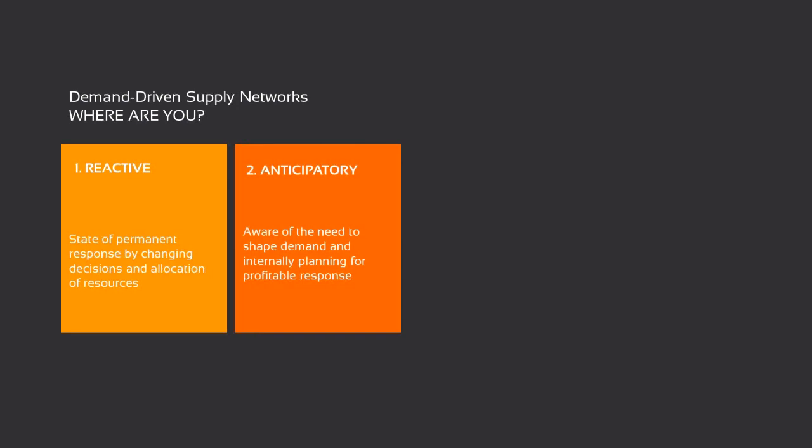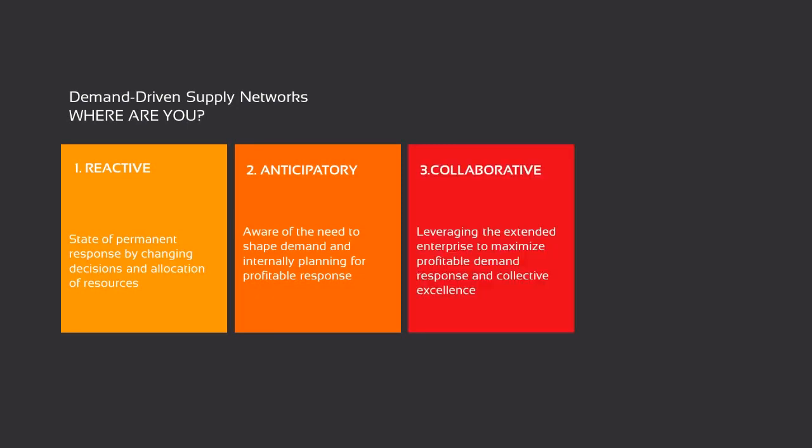Second phase, a supply chain that is in an anticipatory stage. It's aware of the need to shape demand. It's starting to plan internally for more profitable response and is doing a better job anticipating demand needs, is in the early stages of coordinating decisions with sales, marketing, promotions, supply, things of that nature.